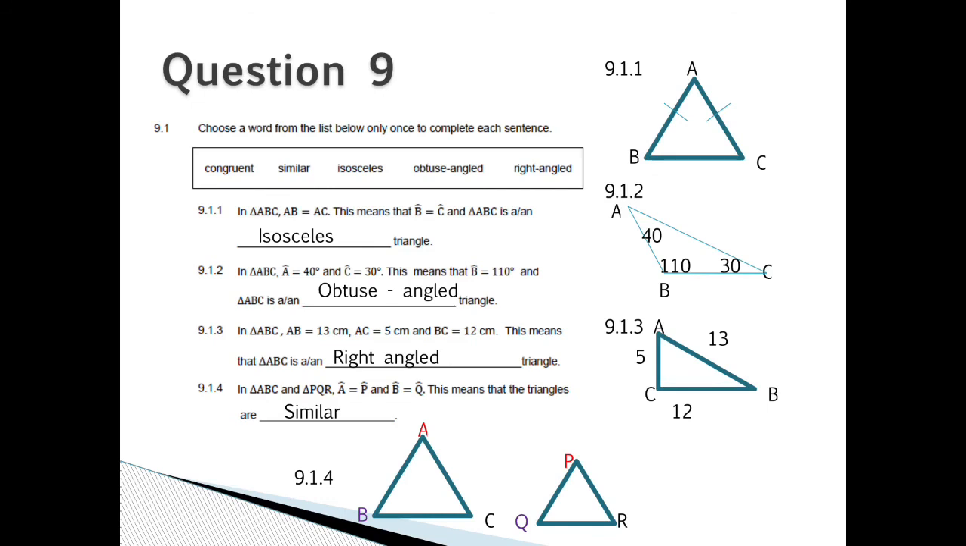9.1.3. In triangle ABC, AB is equal to 13 centimeters, AC is equal to 5 centimeters, and BC is equal to 12 centimeters. This means that triangle ABC is a right-angled triangle. 9.1.4. In triangle ABC and triangle PQR, A is equal to P and B is equal to Q. This means that the triangles are similar.